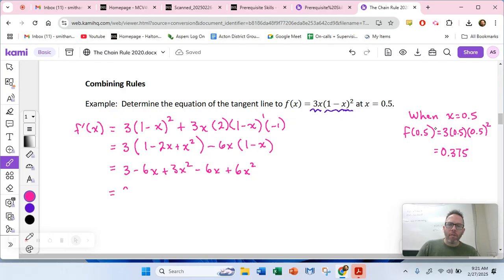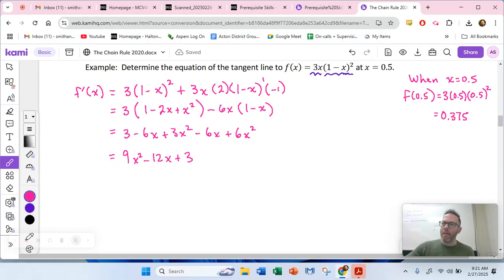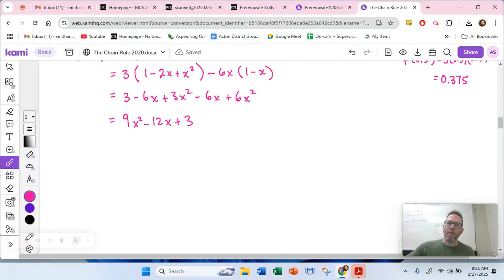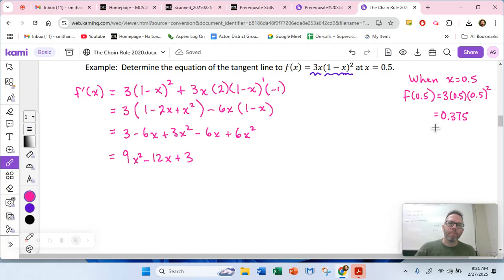So what does that give us? 9x squared minus 12x plus 3. All right, that I can handle plugging 0.5 into this morning. And then remember, from our graph, it looks like we should get something negative, but not too big of a negative number. So the slope of our tangent line is just f prime at 0.5. Fingers crossed, hopefully this works out.